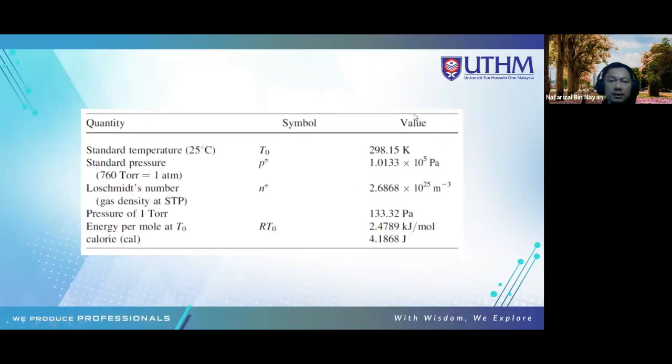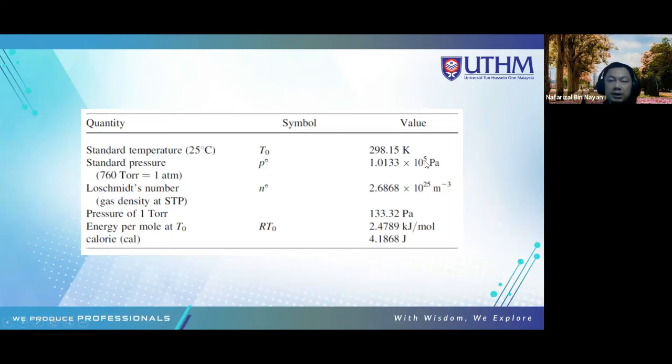So this is also some other values, like the standard temperature. 25 C is almost 300 K. 1 atmospheric pressure is equal to 1.0133 times 10 to the power of 5 Pascal, which is also equal to 760 torr.